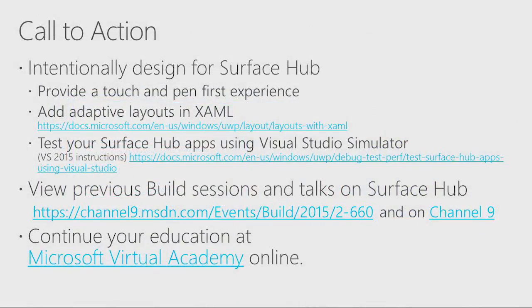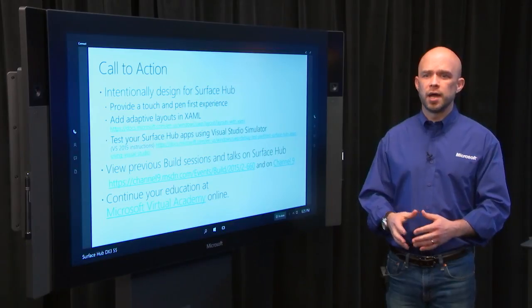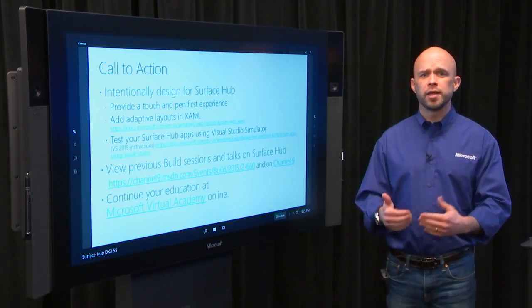So to wrap it up, first off, intentionally design for Surface Hub by figuring out where you can add pen and touch experiences. The other thing is to consider how you can add adaptive layouts. Look at the size of the screen and look at the device family. Use a simulator when you can to develop and debug locally, and use some of the techniques I showed about debug flags. Last, I recommend looking at some of our previous Build Channel 9 videos as well as previous Build sessions.